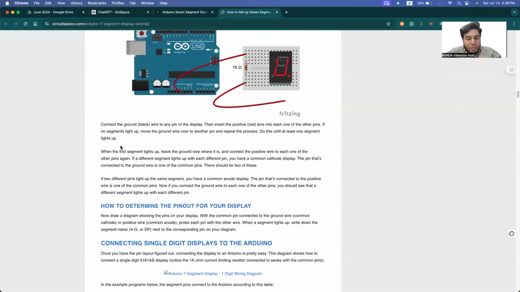connect the ground wire to any pin of the display and insert the positive wire into each of the other pins. If no segment lights up, move the ground wire to another pin and repeat the process. Do this until at least one segment lights up. It means for every single pin you have to connect the plus with it, and to the ground you connect the black wire. When the first segment lights up, leave the ground wire where it is and connect the positive wire to each of the other pins. If a different segment lights up with the different pins, you have a common cathode display.